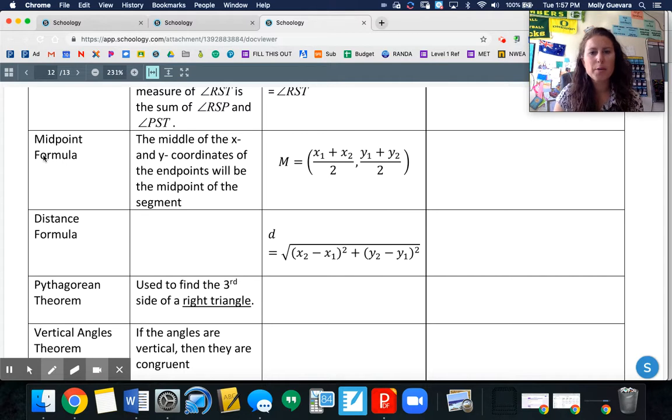Okay, so we're going to talk about the midpoint formula first. So if I want to find the coordinate of the midpoint, I want to know what is the midpoint, this is the formula that I'm using. So the midpoint means I take the two x coordinates of my endpoints, add them together, divide by 2, and then the two y coordinates of my endpoints, add them together, divide by 2.